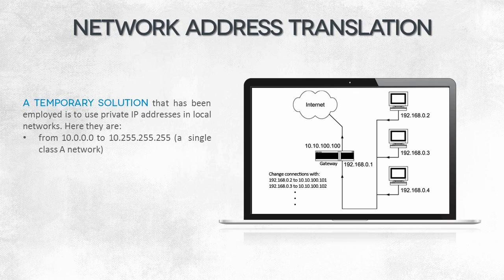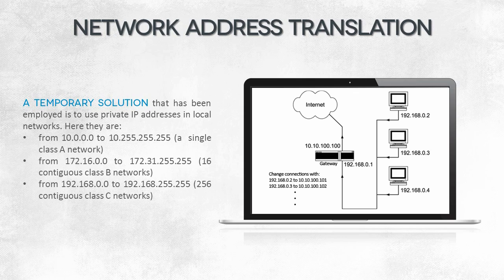From 10.0.0.0 to 10.255.255.255, a single Class A network. From 172.16.0.0 to 172.31.255.255, 16 adjacent Class B networks. From 192.168.0.0 to 192.168.255.255, 256 adjacent Class C networks.